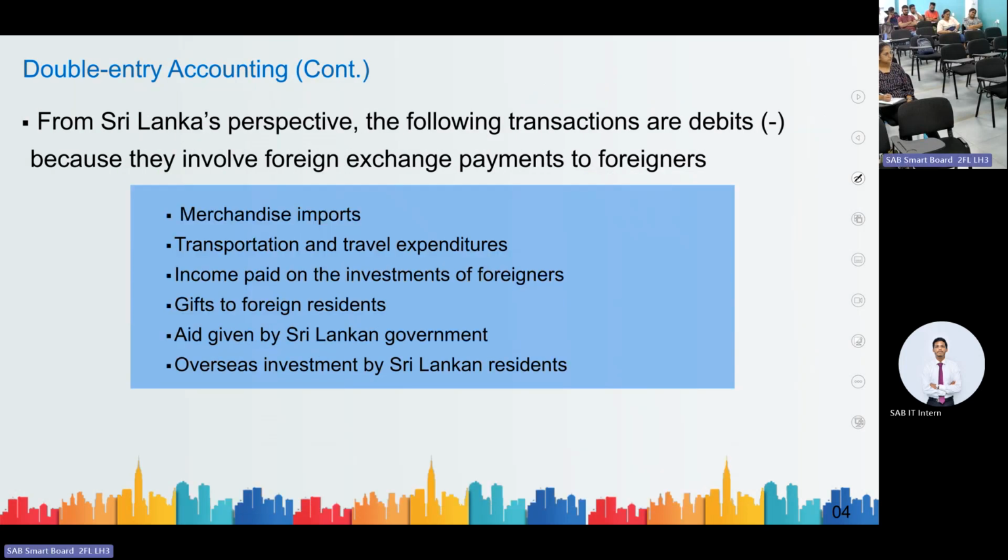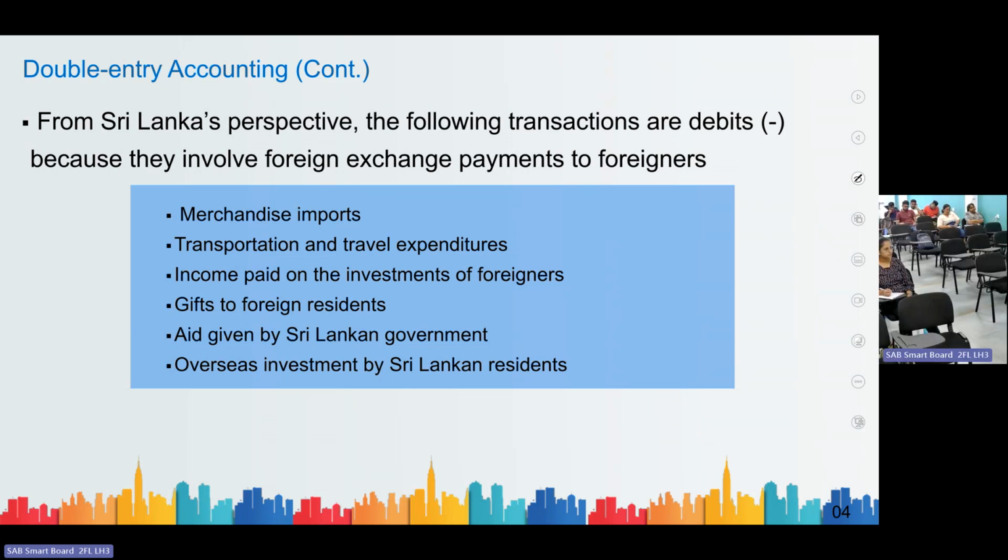And these are the debit transactions, which represent foreign exchange outflows from Sri Lanka to other countries. Merchandise imports, yes, there will be a foreign exchange outflow. Transportation and travel expenditures spent by Sri Lankans in other countries. So, for example, if a Sri Lankan resident uses Emirates, a Sri Lankan resident has to pay foreign exchange to Emirates. So it's an outflow.